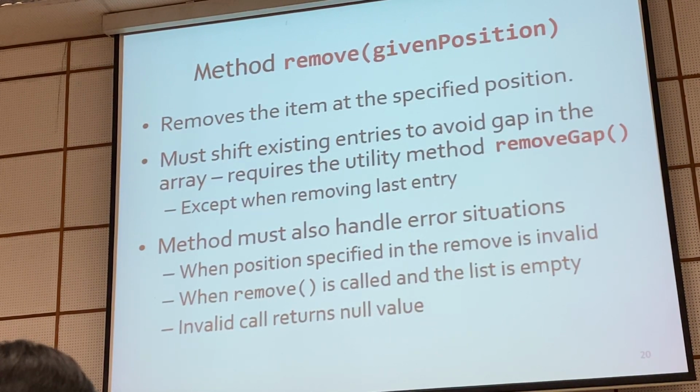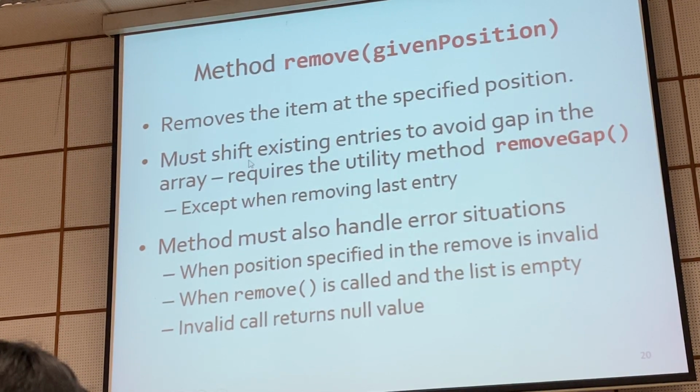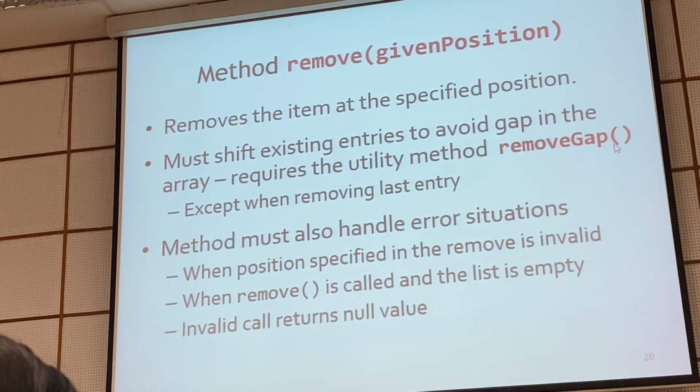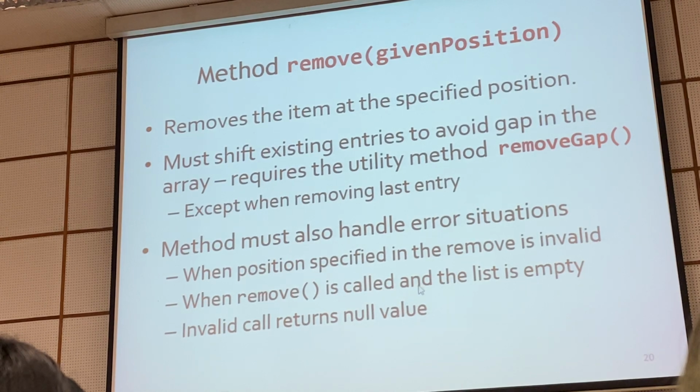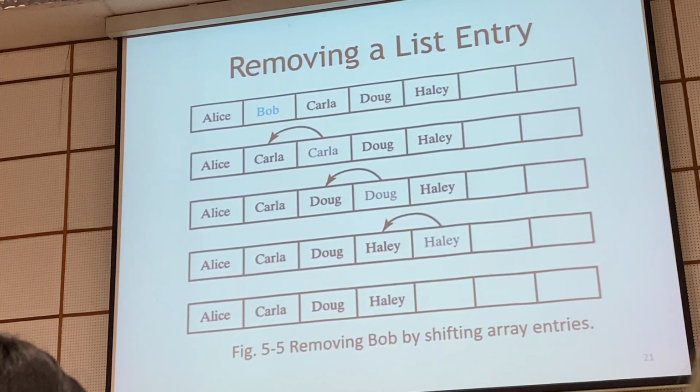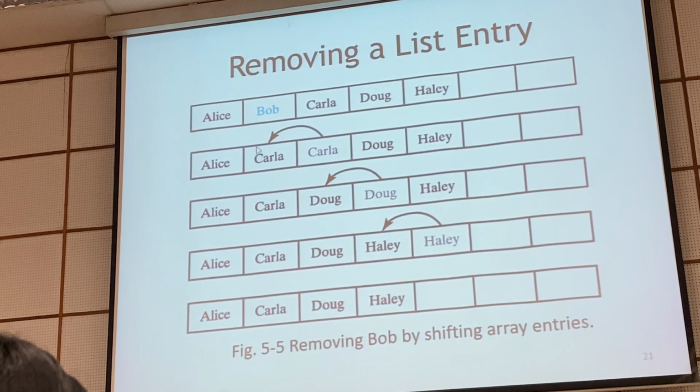Remove: remove the item at the specific position. You must shift existing entries to avoid a gap, so we're going to use a removeGap utility method. The method also must handle error situations when the position specified is invalid, or when remove is called when the list is empty, and an invalid call returns a null value. So these are some of the error handling situations you have to take a look at. So this is to remove. Let's say we want to remove Bob. You have to do shifting.